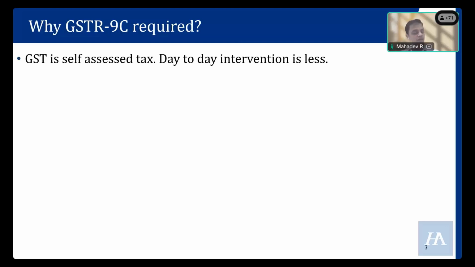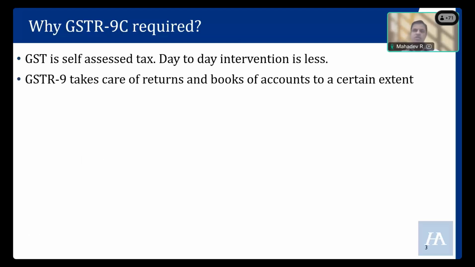When certification was there, if there was any mistake, the taxpayer could have said that it is this so-and-so auditor who has done the certification and made the mistake. But now this advantage will not be there because it is going to be a self-certified form, GSTR 9 or GSTR 9C. So that is one disadvantage.